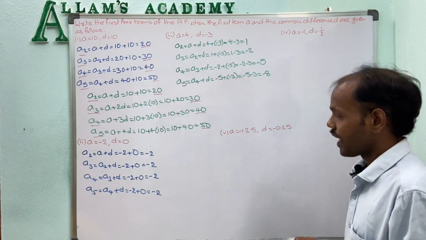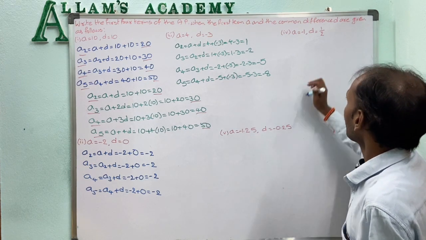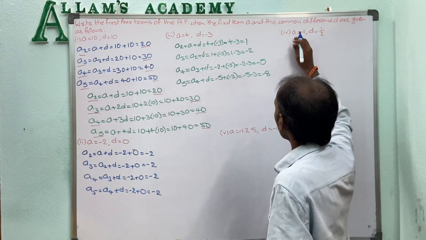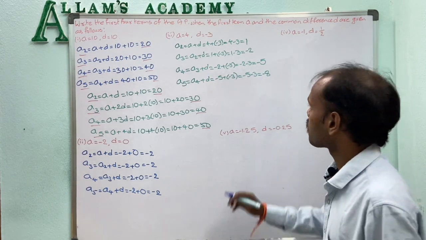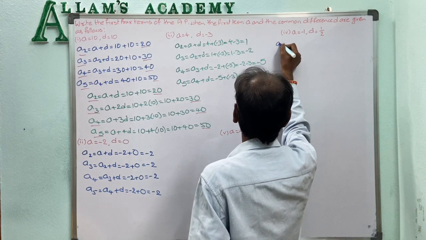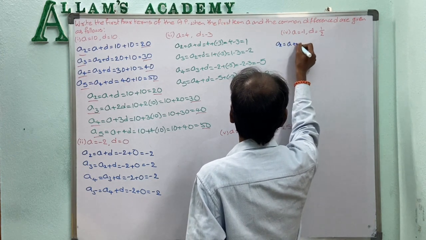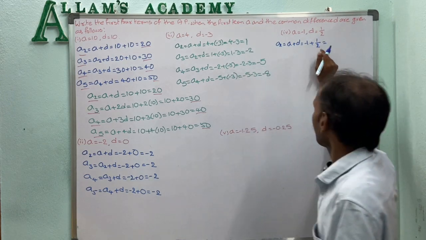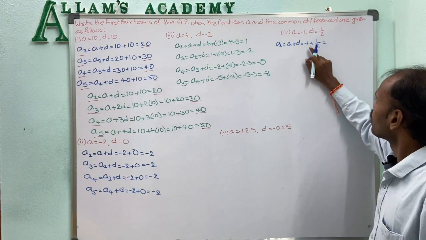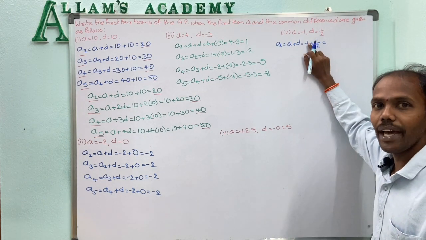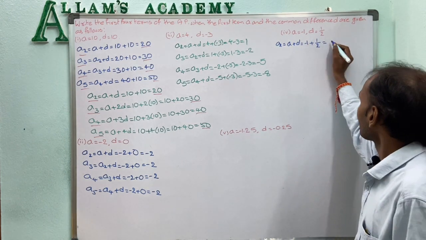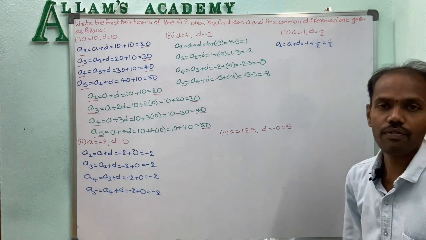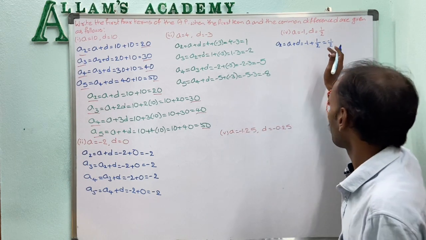Okay. Now the next problem is given, A equal to minus 1 and D equal to 1 by 2. We have to find the next 4 terms. So A2 is equal to A plus D, that is minus 1 plus 1 by 2. Now here we take 2 as the LCM. 2 into minus 1 is minus 2. Minus 2 plus 1 is nothing but minus 1. So it becomes minus 1 by 2. So the second term is minus 1 by 2.